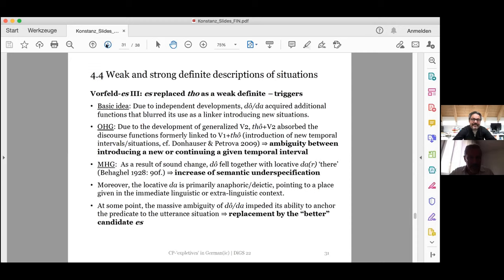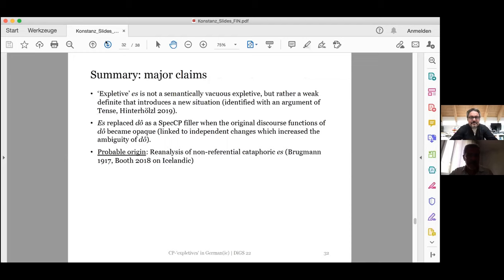Maybe I should stop. I think everything was clear. This is the summary of our claims. The major claims are, of course, that es is not semantically vacuous, and we can explain the historical development of why es has replaced da only in a story by giving es a discourse function and meaning in the sentence.